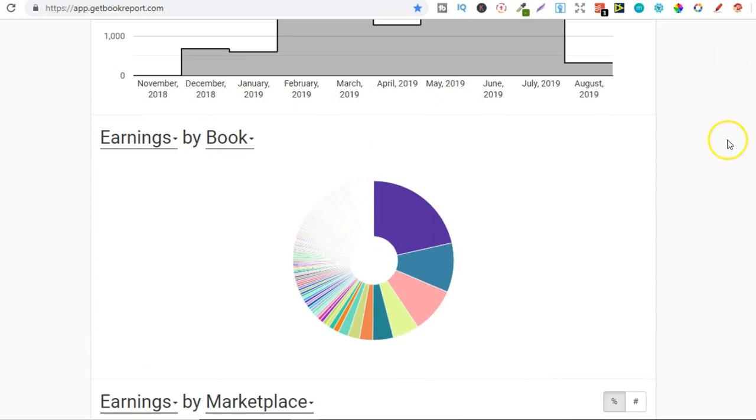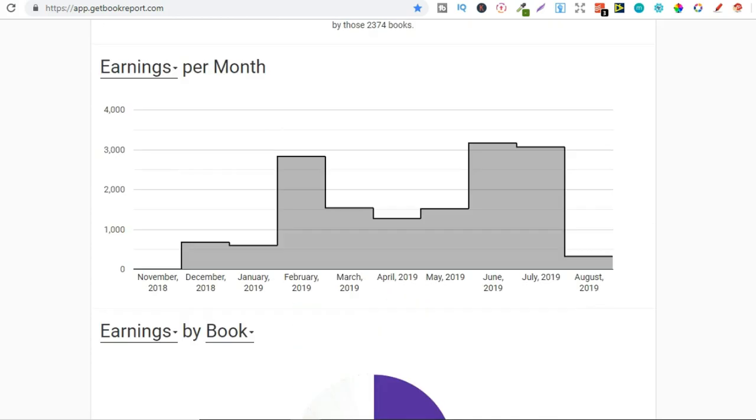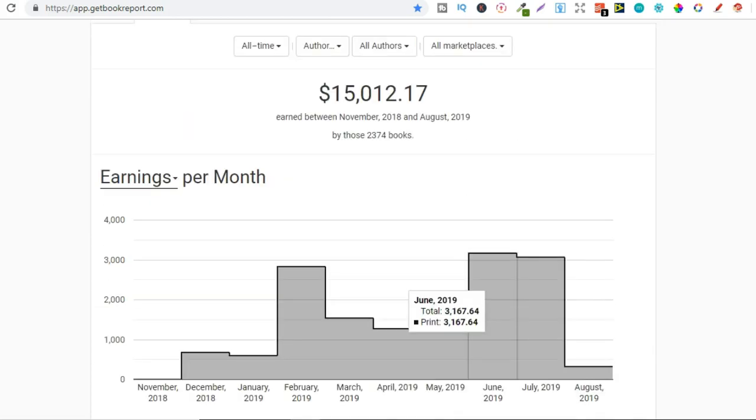Now, from the pie chart, you can see that I do have a few books that have done extremely well, and then the majority are just from books that sell a few times a month. That's how I make the majority, or probably about half, of my money. I've got those niches that sell once a month, once every couple of weeks, and so on. So $3,000 from one book. I'm extremely happy about this.